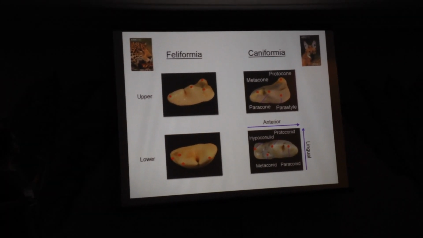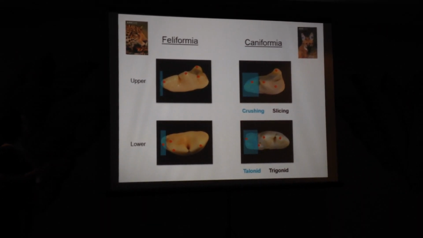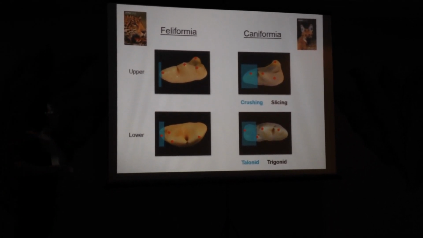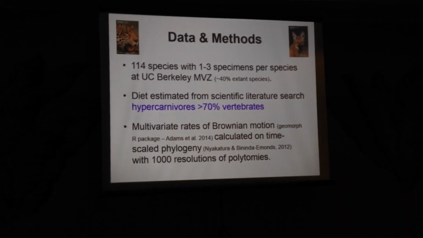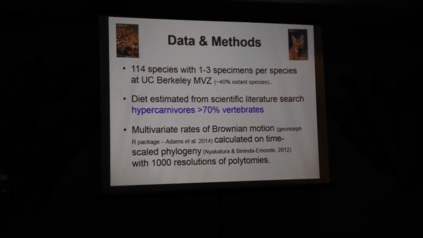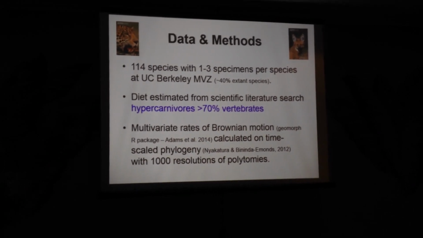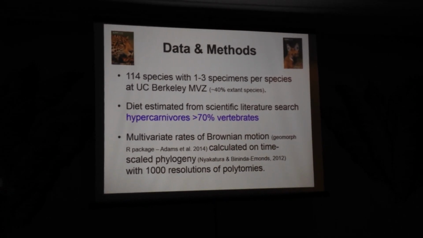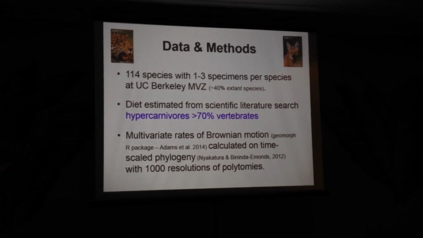However, with these 4 landmarks, we are able to distinguish the 2 main functional groups of this tooth, the slicing and the crushing portion. The trigonid is the slicing and the talonid being the crushing. We took this data on around 232 specimens, encompassing about 114 species, members of every extant group of carnivora. We then combine that with diet estimated from the scientific literature, and we're using a measure that is very common within carnivore biology.